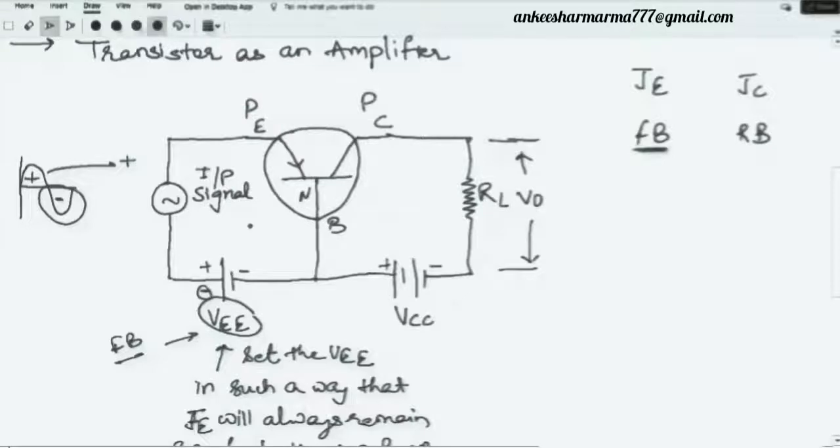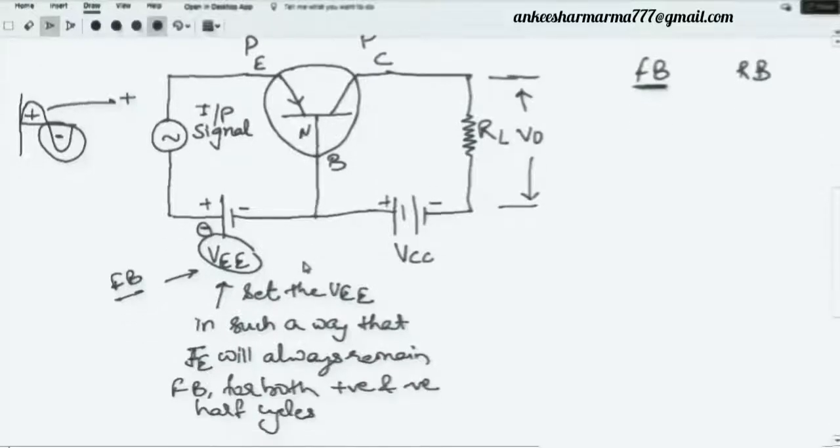Right, now the second part is that this VCC is making the reverse bias, as we are not applying any input voltage here. So once we make this collector junction reverse biased, it will always remain there. Now let's try to discuss the working, how this transistor is acting as an amplifier. After this diagram, I'm going to discuss the operation of a PNP transistor, and along with that, I'm going to discuss this amplification, right?